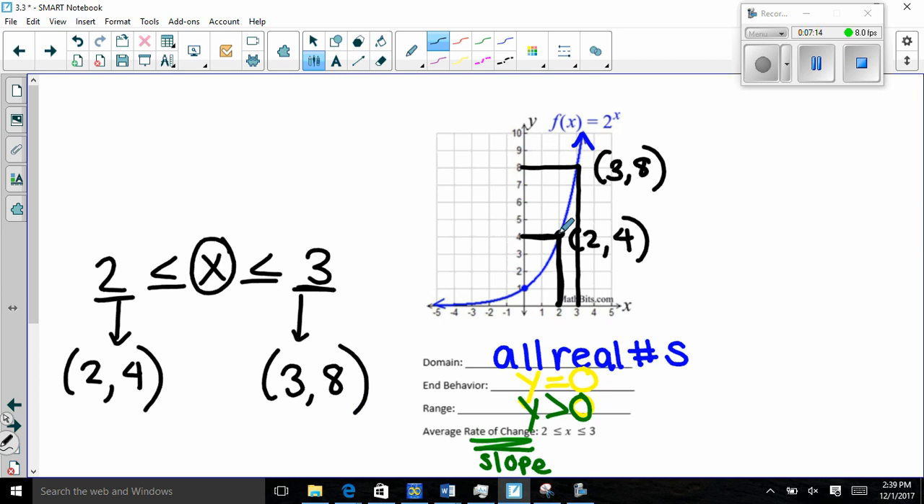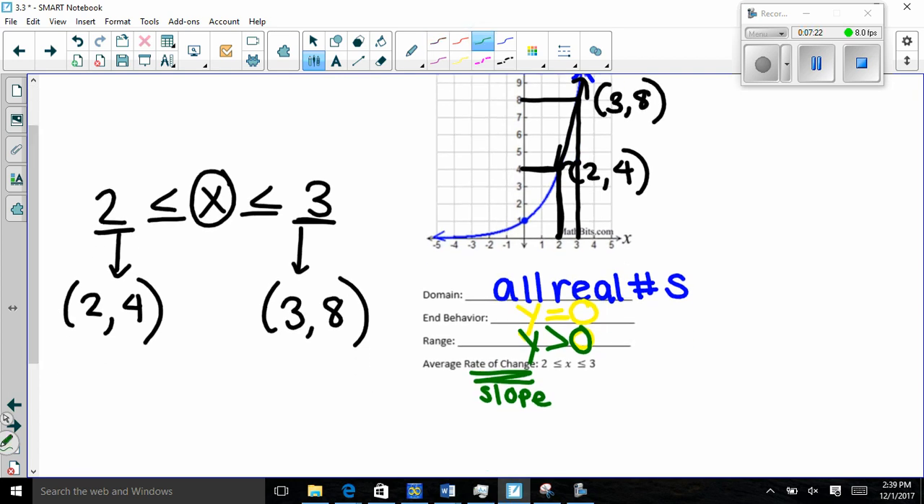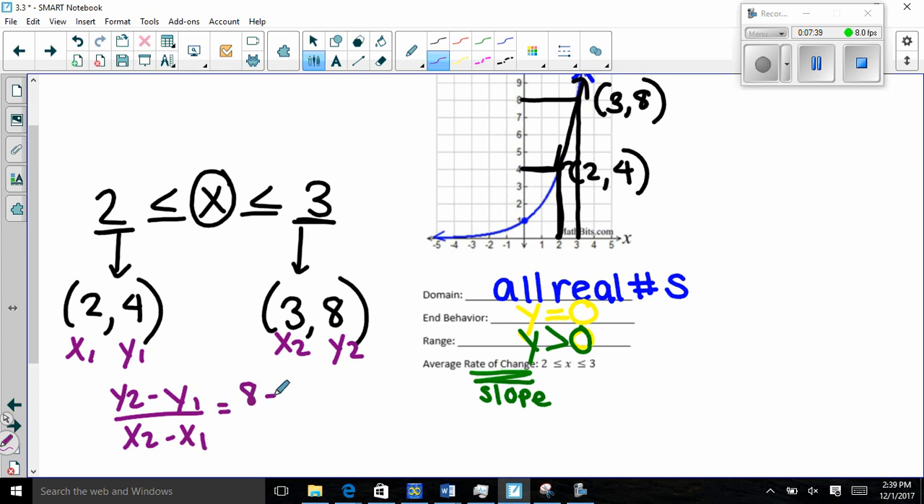So basically you're finding this line right here, the rate of change from this point to that point. How we do that, first thing we do, label. So I label x1, y1, x2, y2. Then I plug it in. So I have y2 minus y1 over x2 minus x1. So I end up getting 8 minus 4 over 3 minus 2. 8 minus 4 is 4. 3 minus 2 is 1. So my average rate of change is 4. That means each time it will be increasing by 4.